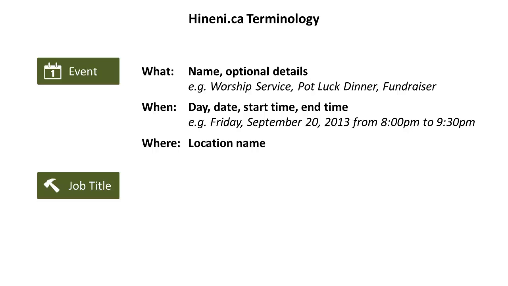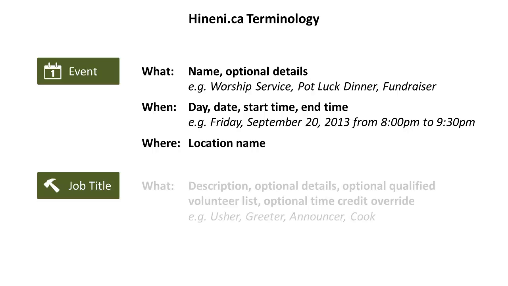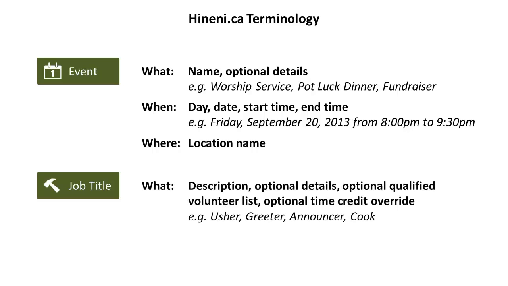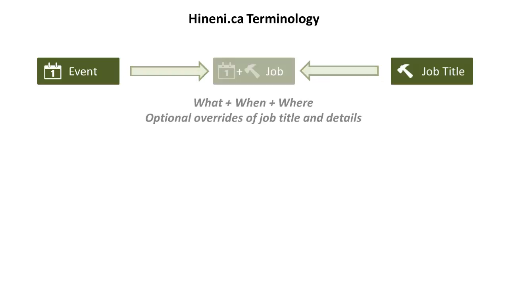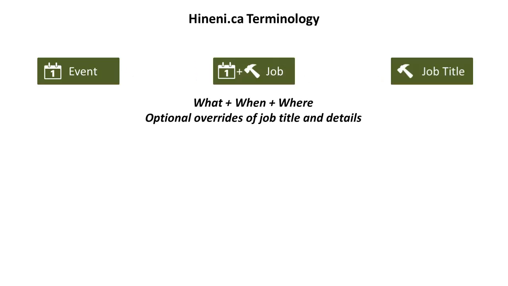The next term is job title. Job titles describe what the volunteer will be doing. You can choose whether a job title is open to any volunteer, or if only a specific list of qualified volunteers can sign up for a particular kind of job. When you combine an event and a job title, you get a job. Jobs are what your volunteers sign up for.